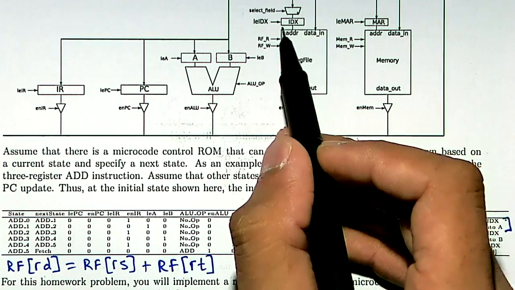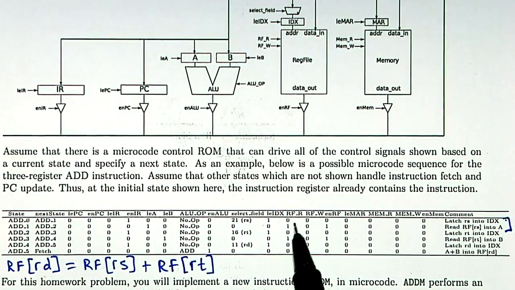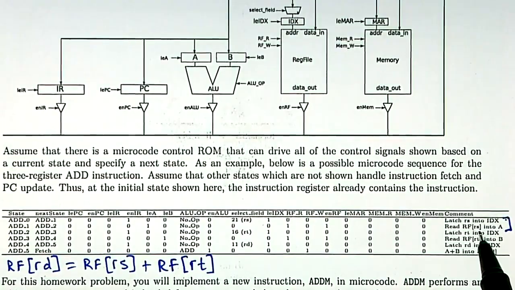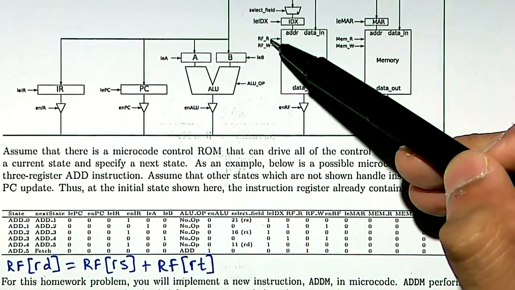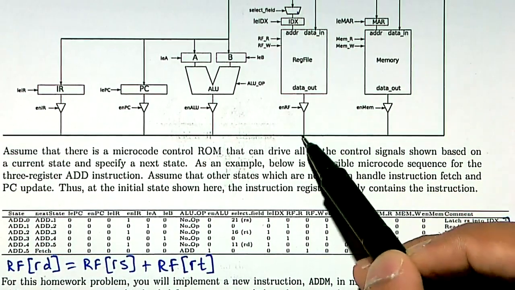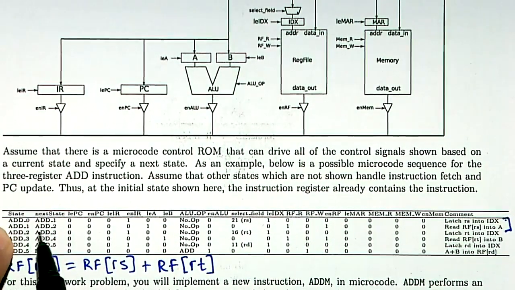So by picking those bits, that gets latched into the IDX register in this cycle. All the other control signals are basically 0 because nothing else is happening. In the second cycle, we read the register file into A. That would require you to enable the read enable here, which would take the address, read out the data onto the bus, and then this register A here would have to read off of the bus. So let's see what happens.